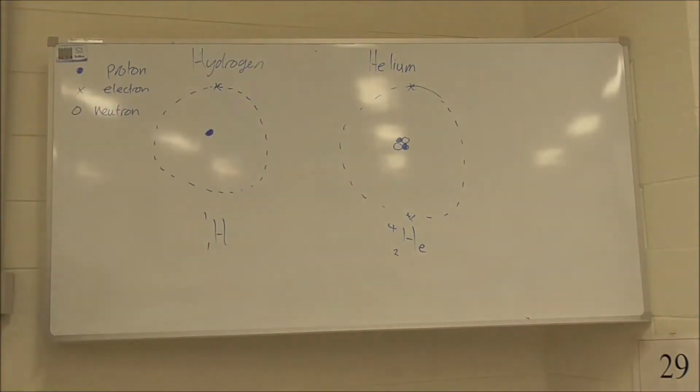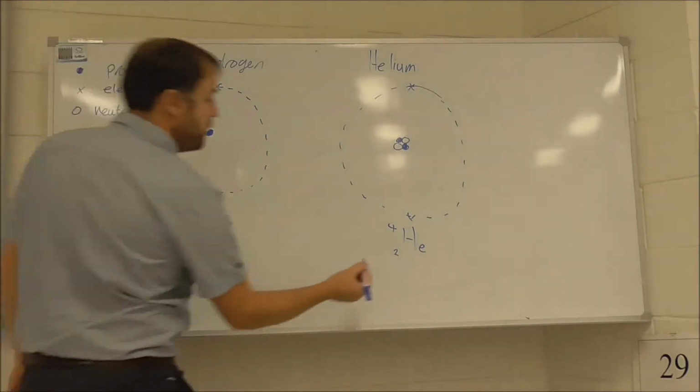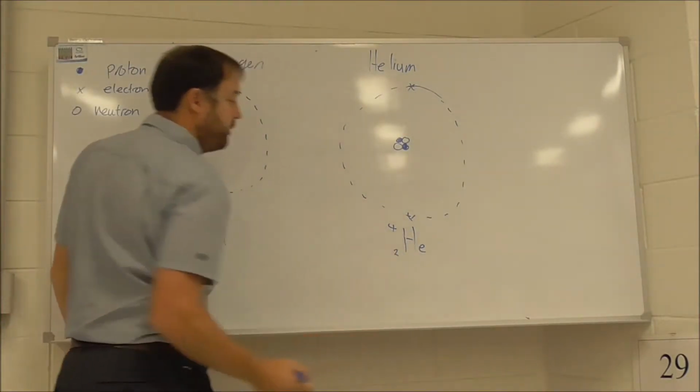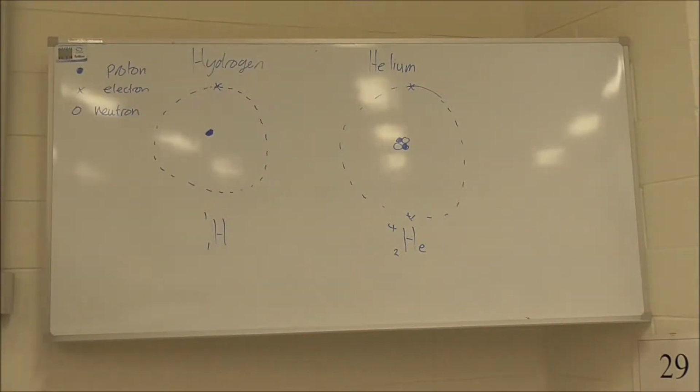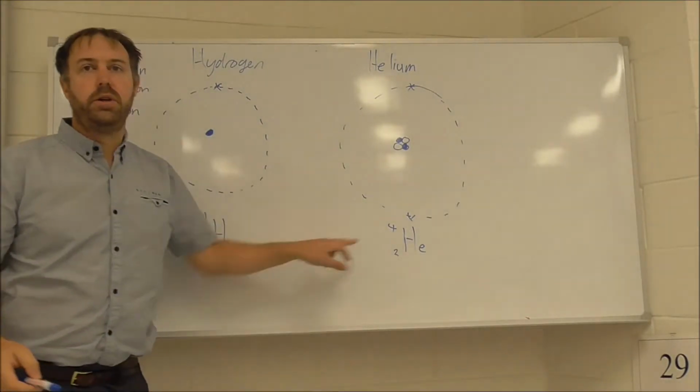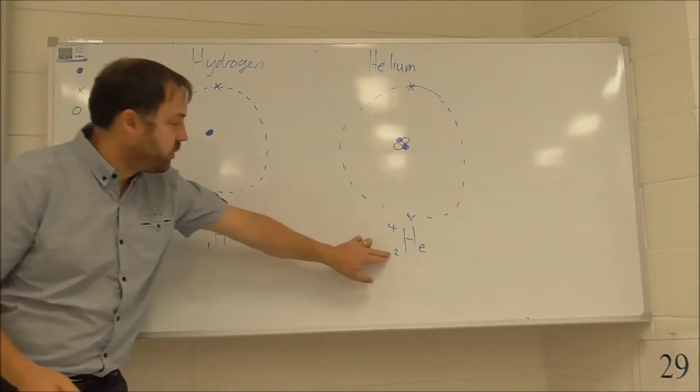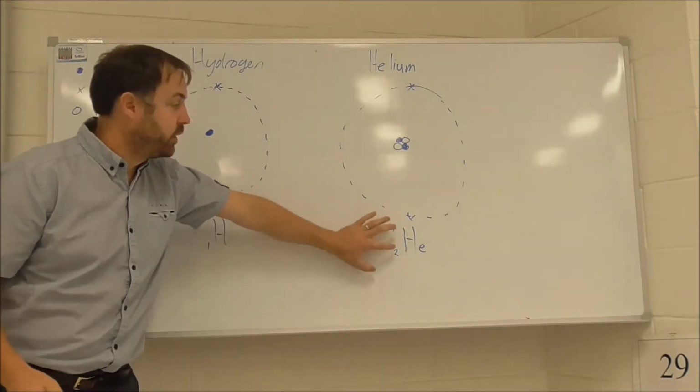And that's how we write the symbol for helium. Now, I should actually specify here, when we're talking about atomic physics, which is what we're getting into now, this is how you write it. When you're talking chemistry, you don't need to worry about the numbers. They're here.